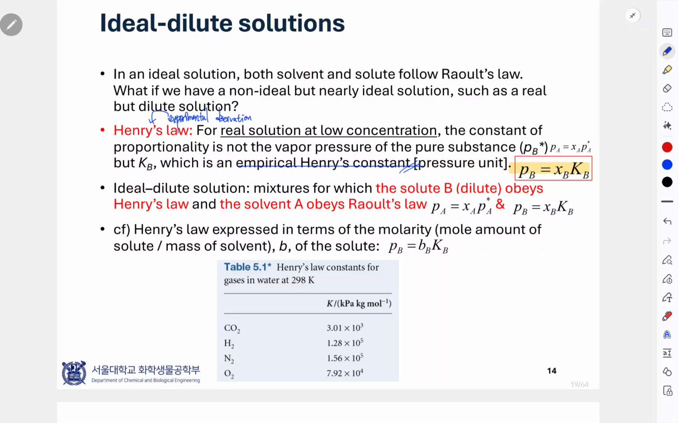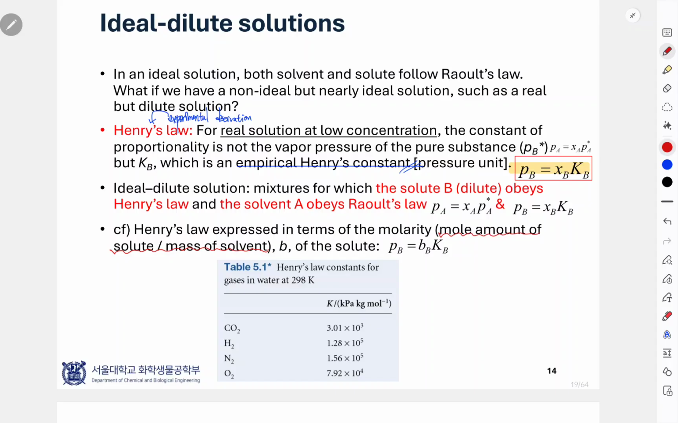The molality is the molar amount of solute over the mass of solvent. So it is written as PB equals bB times KB. And this bB is a dimensionless property, and this is a pressure. So the unit of Henry's constant is pressure, like bar, atm, or Pascal.